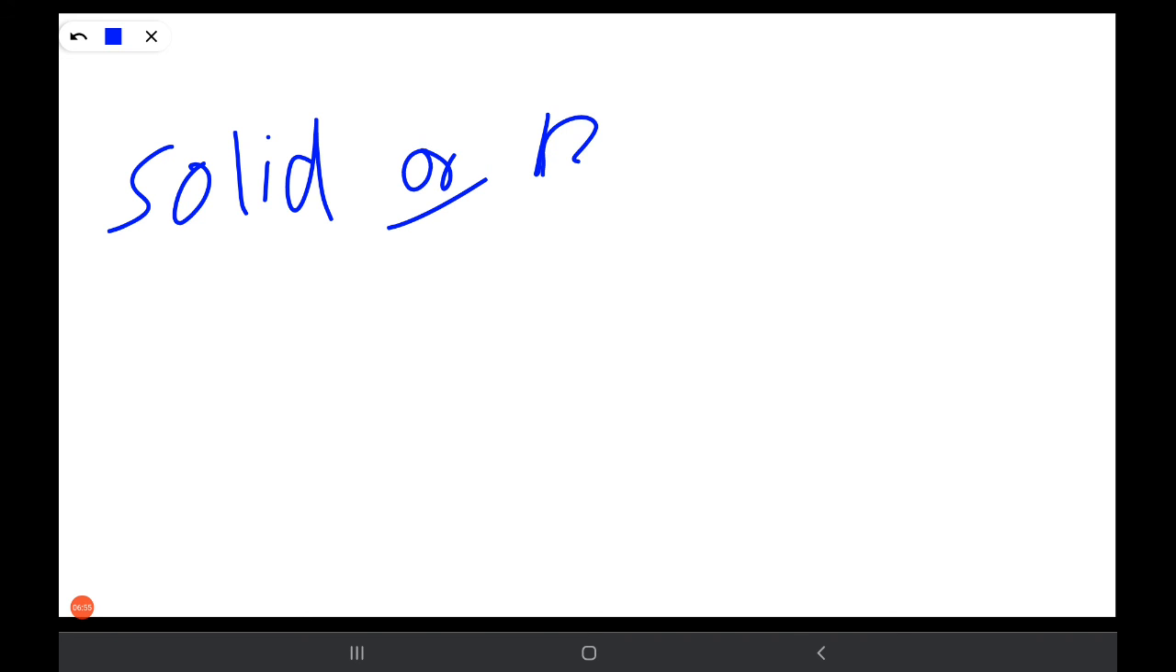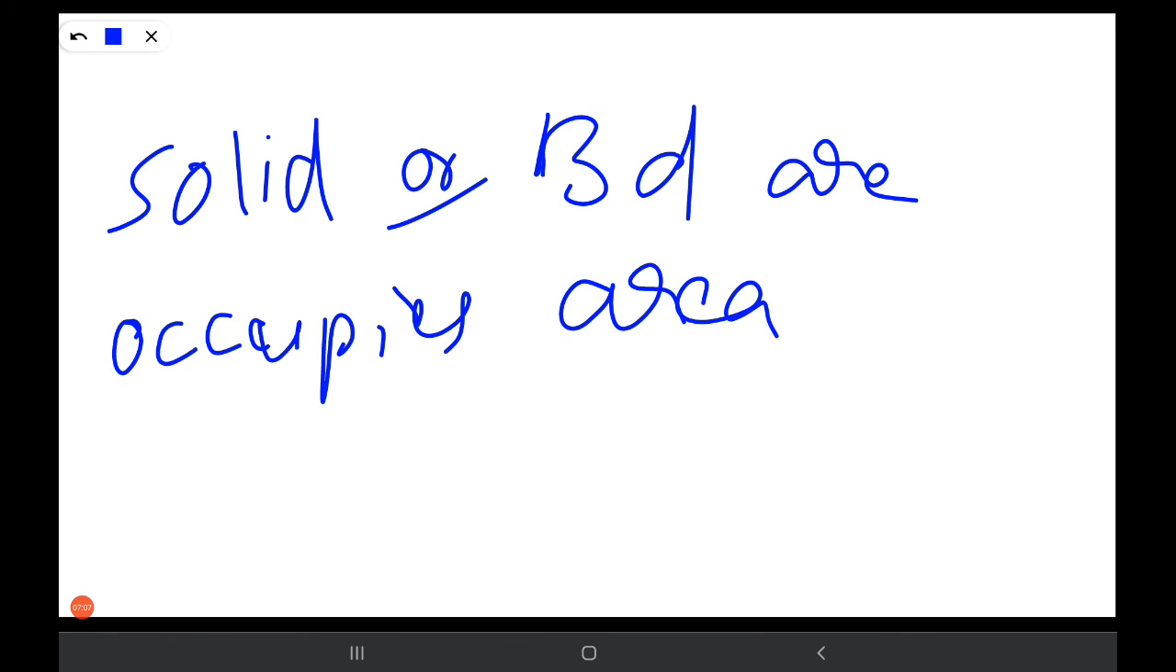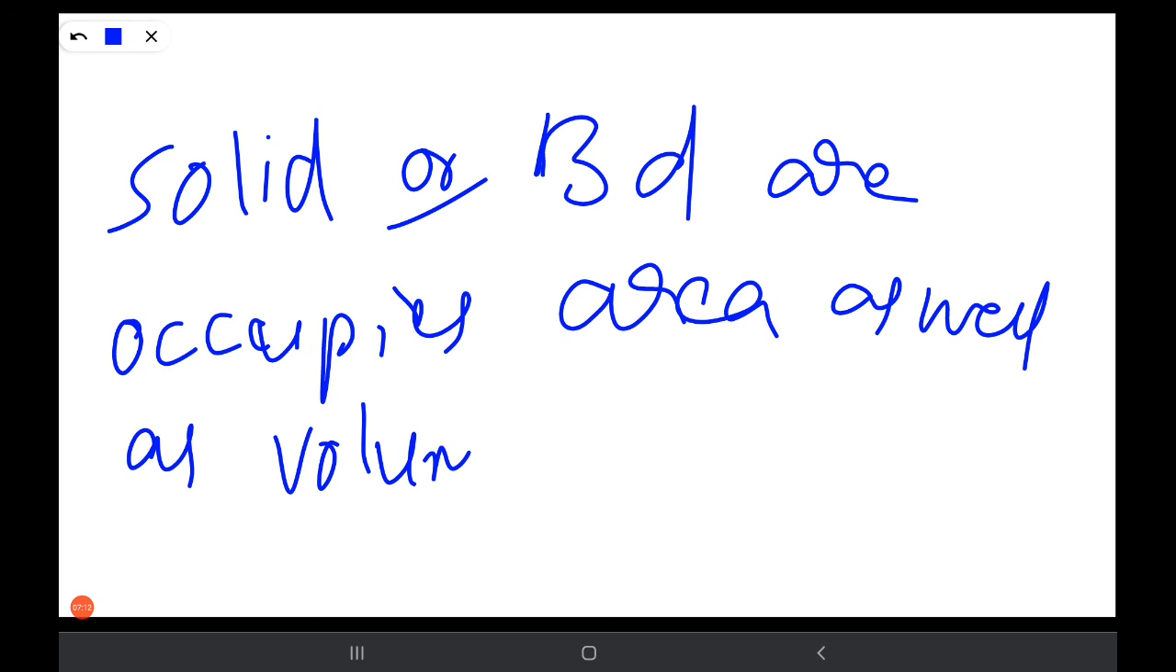So what I'm saying here, solid figures are three dimensional, we generally call them 3D, and they occupy areas as well as volume also. Did you get my point? I hope you understood the difference between area and volume. I have explained it very clearly.